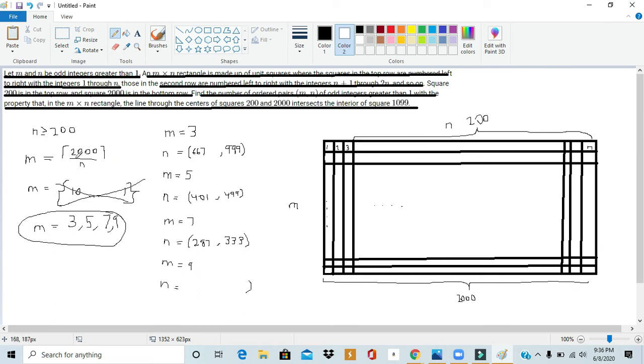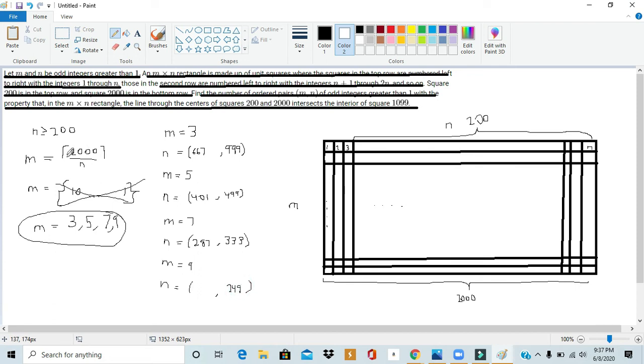2000 divided by n could give us 8 if n was equal to 250. But if n was 1 less than that, if n was 249, then it'll give us 8 point something something something, which will give us a ceiling function of 9. So the upper bound will give us 249.